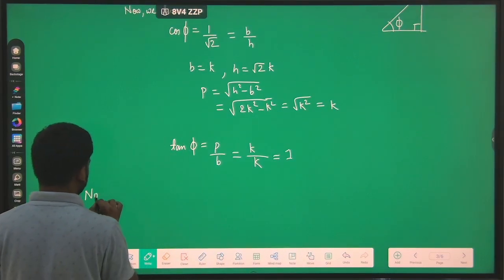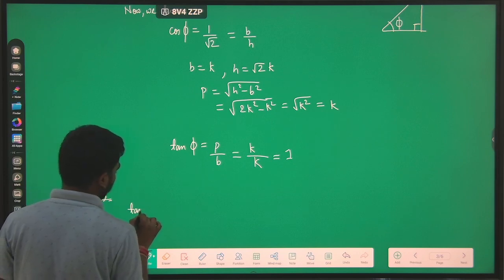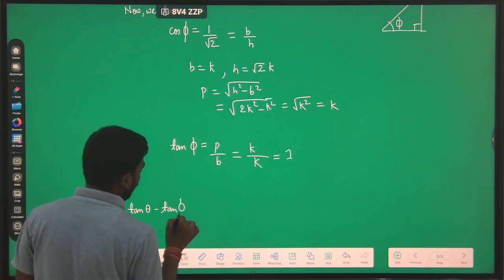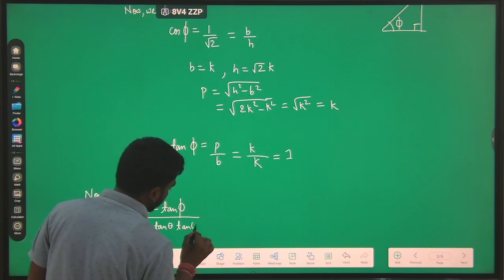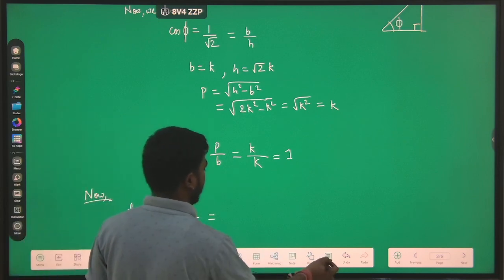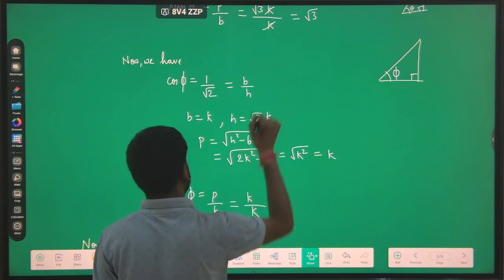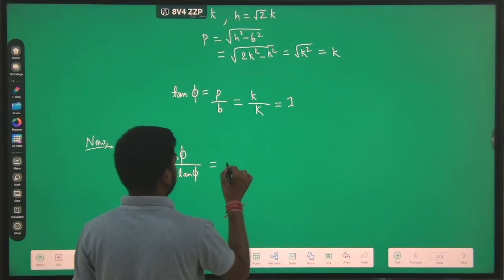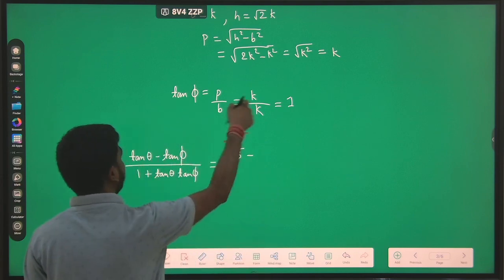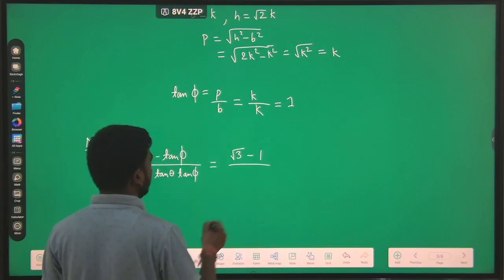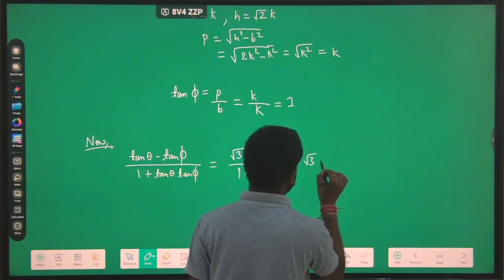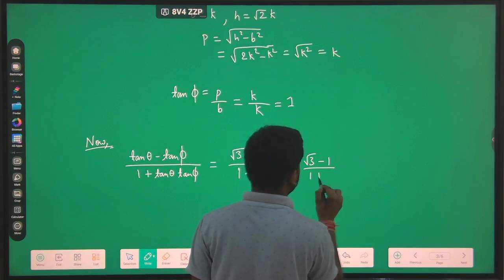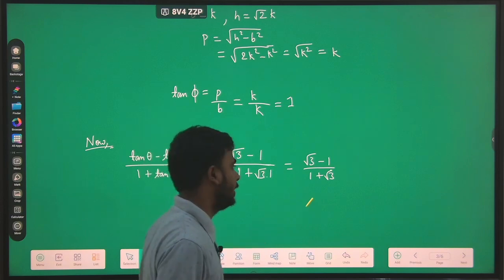So now we are going to find out the value of (tan theta minus tan phi) divided by (1 plus tan theta into tan phi). Our tan theta was root 3. So it will be root 3 minus tan phi, which is 1, whole divided by 1 plus tan theta, which is root 3, into tan phi, which is 1. Root 3 multiplied with 1 will give root 3, so it will be 1 plus root 3.